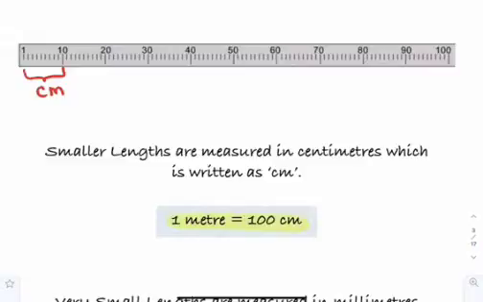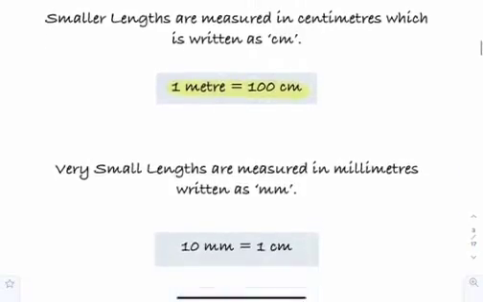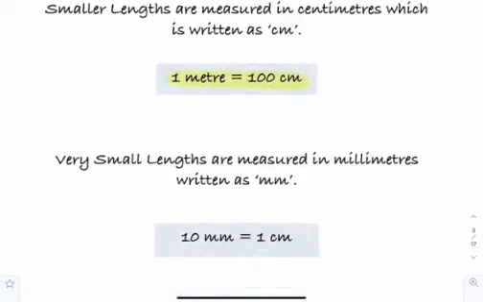Now, how about very small lengths? Very small lengths are measured in millimeters, which are written as mm. That is the abbreviation used. mm is for millimeters. Now, what is the scale? Standard scale: 10 millimeters is equal to 1 centimeter. How is it related to centimeters? 10 millimeters is equal to 1 centimeter.